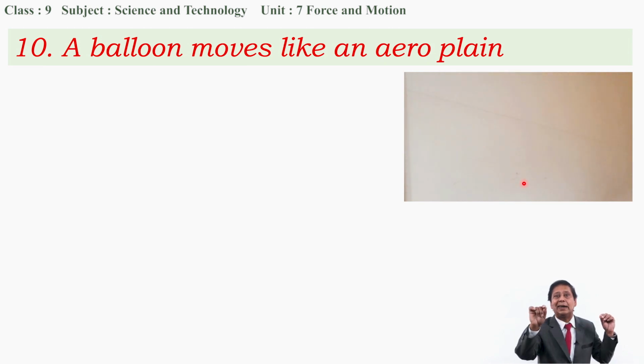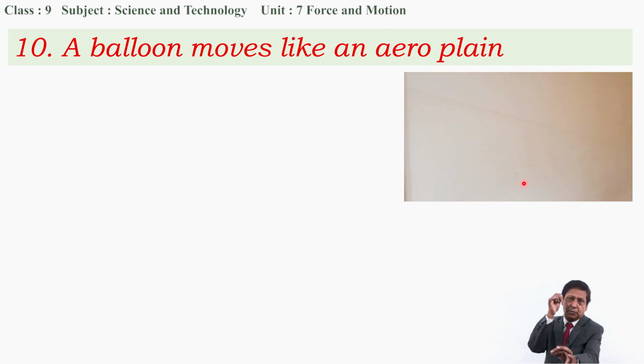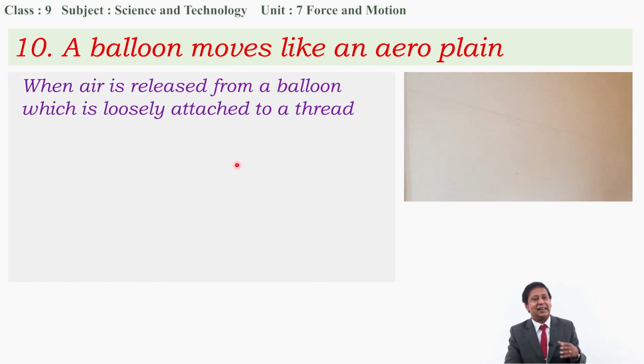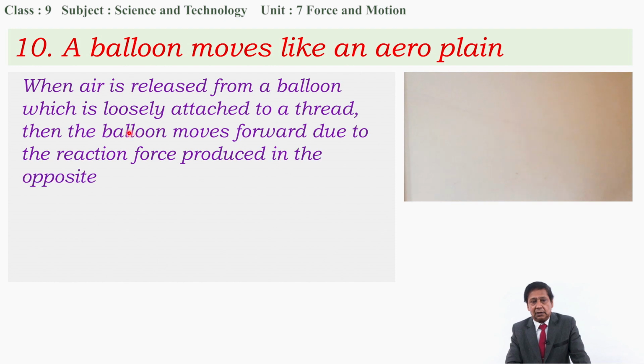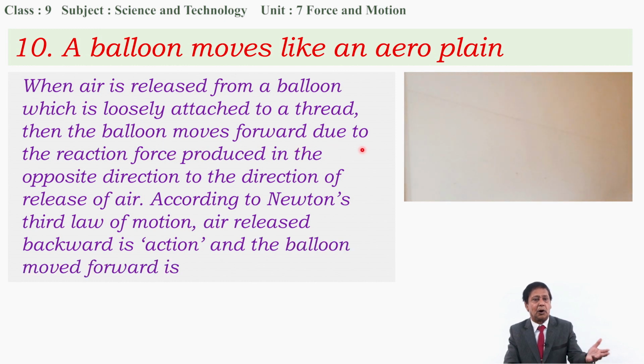It moves forward like an aeroplane. Why? Because the force with which air is released backward is action, and according to third law of motion, reaction force of same amount produces in the opposite direction, and because of this reaction force, balloon moves forward like an aeroplane. You can do this at home also. Now, how can we explain this? When air is released from a balloon, which is loosely attached to a thread, then the balloon moves forward due to the reaction force produced in the opposite direction to the direction of release of air.